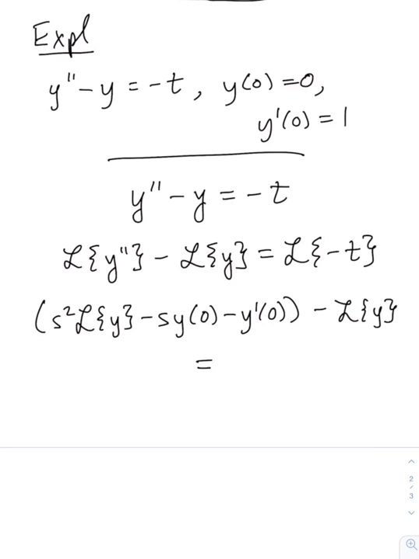For that, we'll use table 7.1. The Laplace transform of t is 1 over s squared. Script L is linear, so it's negative 1 over s squared.